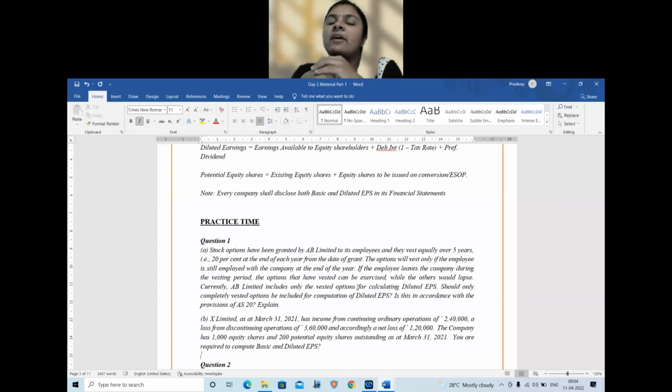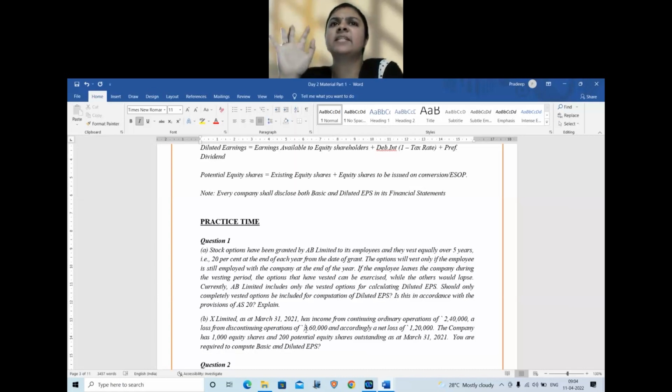So, what is the formula for basic EPS? Earnings available to equity shareholders divided by number of shares. Now, here the question is, what is this earnings? Is it 2,40,000, or is it 3,60,000 including 3,60,000 loss? Which means, should I take only the ordinary operations or should I consider all extraordinary or discontinued operations also?